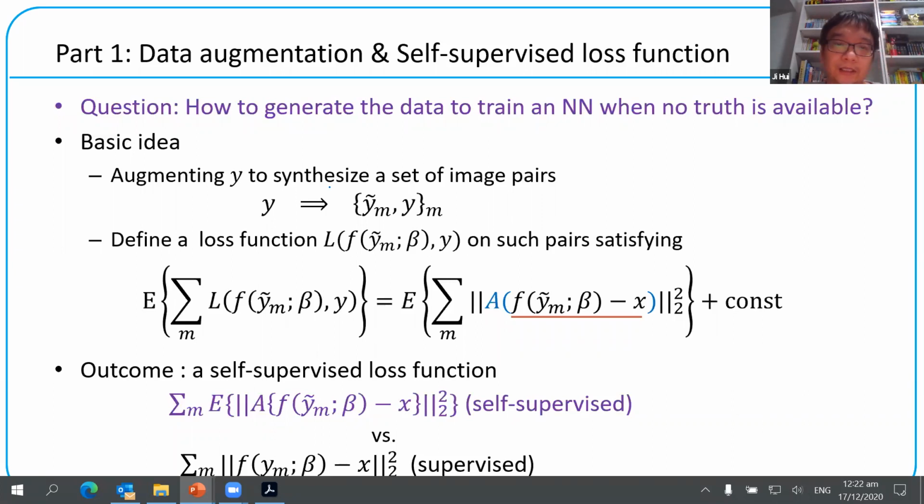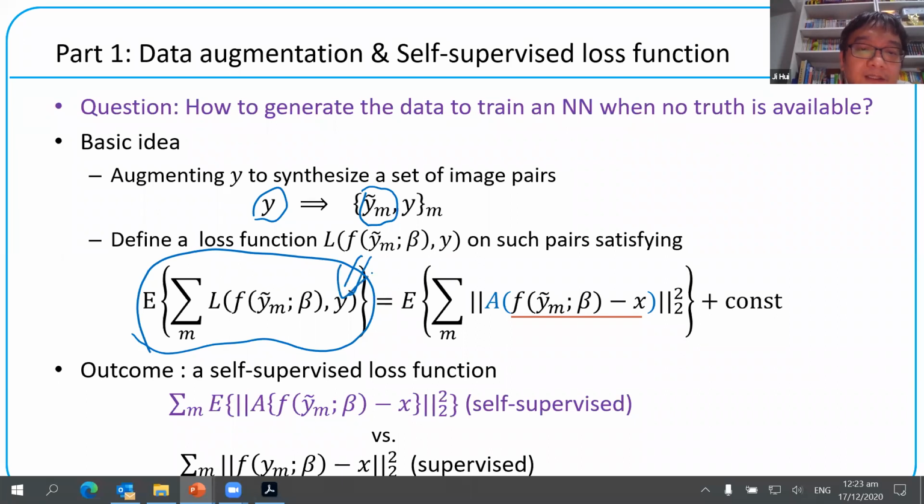We try to do unsupervised, self-supervised deep learning. Because we don't have any choice, the first question you have to answer is how to generate the data, so at least you can train a network. The basic idea is that we do augmentation on the only input y, synthesizing a set of image pairs. You have only a single y, so I synthesize a set of y tilde. Then I define a loss function on this y tilde and y. Hopefully, in terms of expectation, they provide something related to the truth.